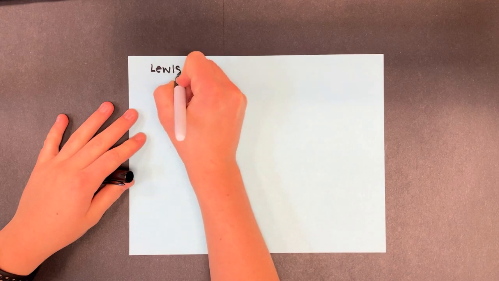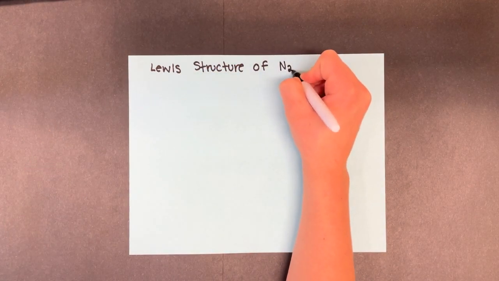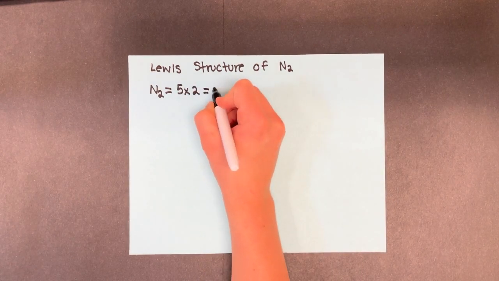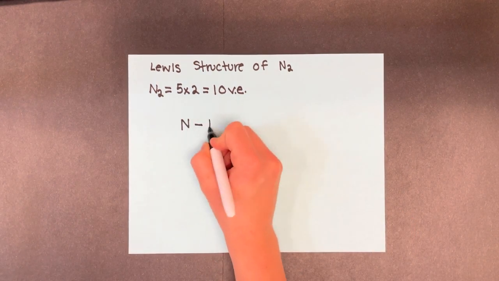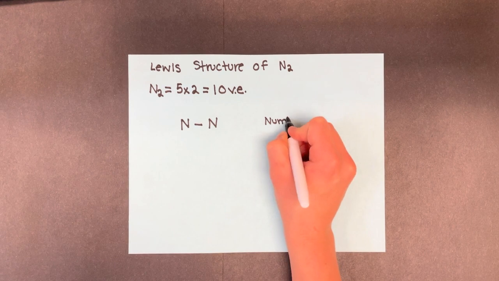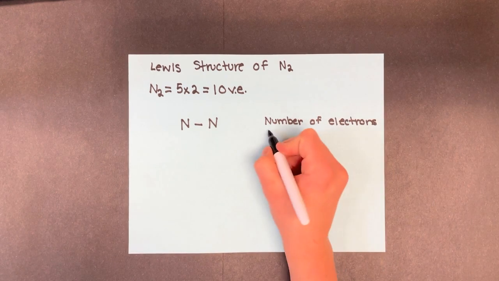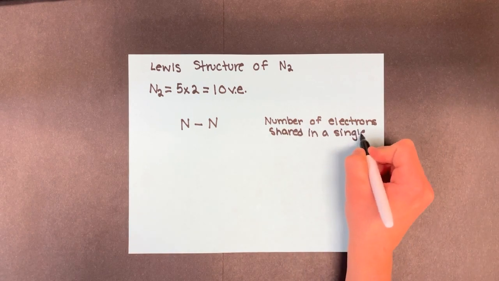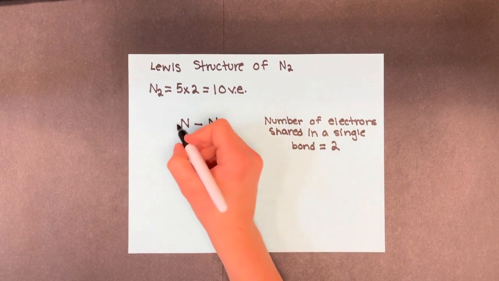Let's apply these steps to the Lewis structure of the molecule N2. The nitrogen atom has 5 valence electrons, and as we have 2 of these, that gives us 10 valence electrons. The first step is to draw a single bond between them. Do you remember how many electrons are shared in a single bond? That's right, it's 2. That means that we have 8 valence electrons left.